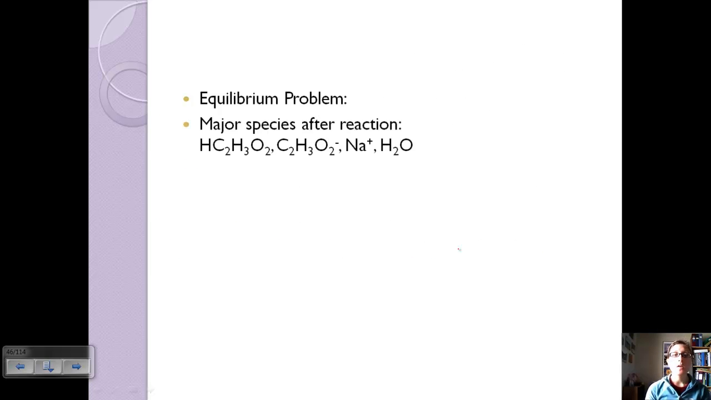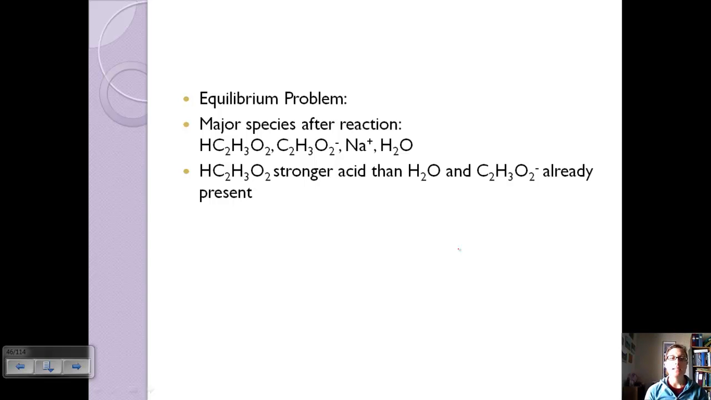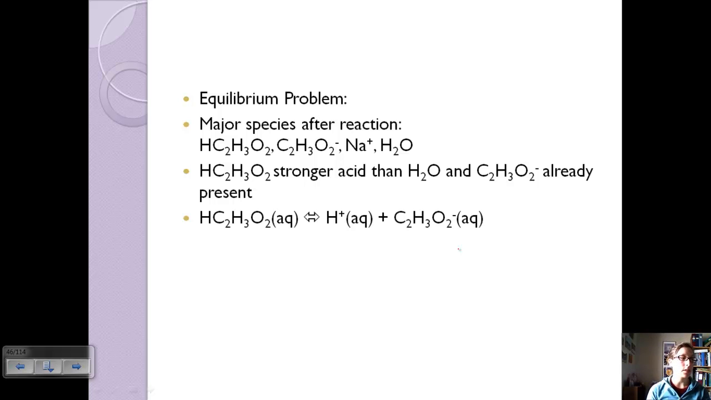Okay. So now we can take that information and go to the equilibrium problem. Well, after the reaction, we still have some acid left. We have our acetate ion, the sodium ion, and the water. Remember, the OH was completely reacted. Since acetic acid is stronger than water, and we could determine that by looking at the Ka values, and we have some acetate ion already present, that's the reaction that we're going to go with.